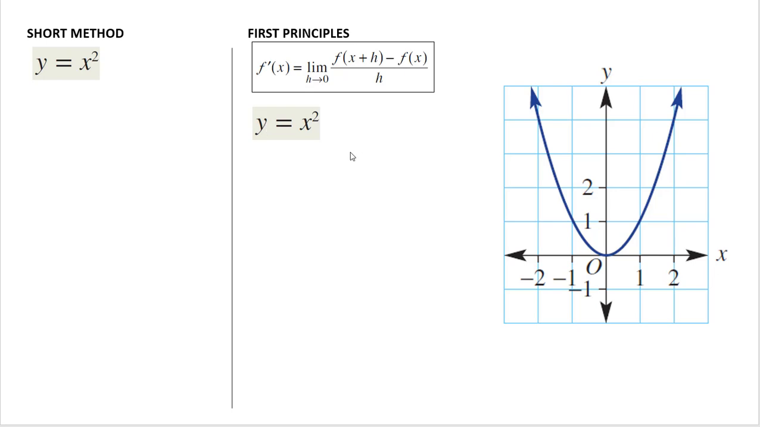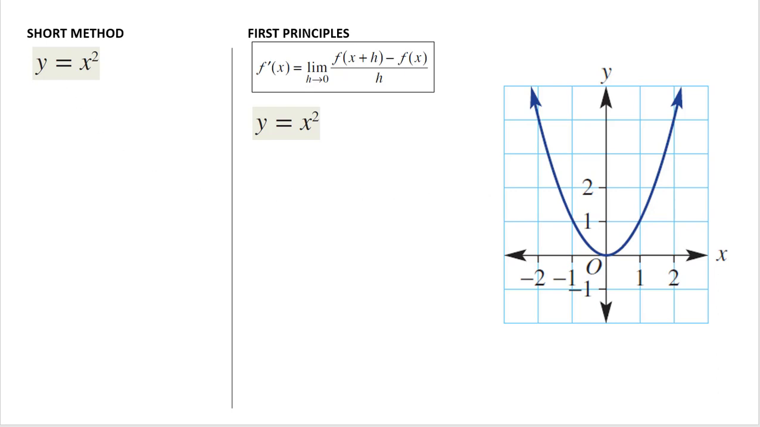Now, why do we differentiate any sort of function? What are we interested in learning? Well, by differentiating this function, we'll get a new equation, and that new equation is what we call the gradient function. We can then substitute any value of x into this new gradient function, and it will tell us the exact value of the gradient of any tangent on any point on the graph. So basically, it's going to tell us how steep this graph is at any location.